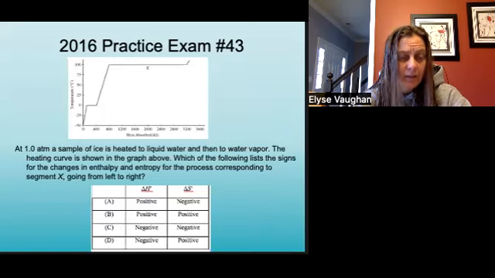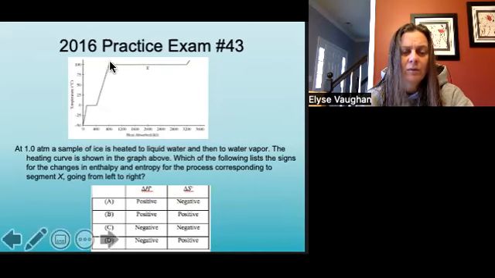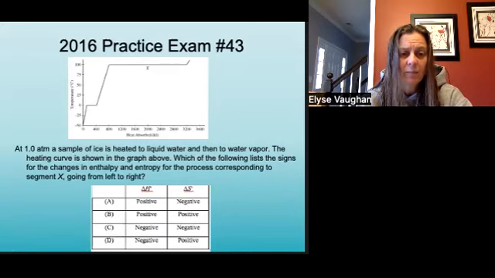We have another example problem here. We have a sample of ice being heated to liquid water and then to water vapor, and we see the heating curve. And it asks us which lists the signs for the changes in enthalpy and entropy for the process corresponding to segment X, going from left to right. And I think this is segment X here. So we know that during this process, we're going from a liquid to a gas. So we know that entropy is increasing. So that's going to be a positive entropy change. We also know that we're heating it, and so we are putting energy in. So that is an endothermic process. So it's going to be a positive delta H. And so B is our answer here.